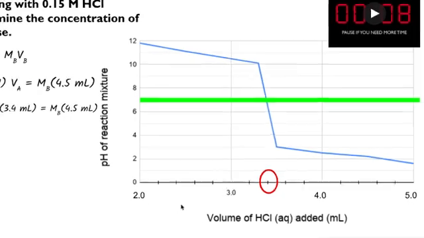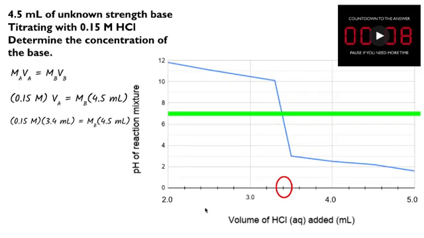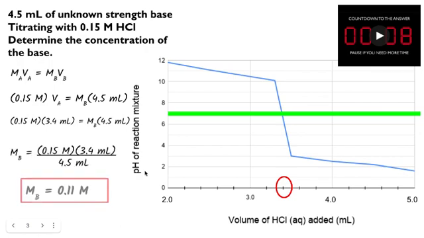So I would do 0.15 molar acid times 3.4 milliliters of acid equals MB, the molarity of the base, that's what we're trying to find, times 4.5. So when I multiply 0.15 times 3.4 and divide by 4.5, I should get 0.11 molar as the concentration of my base.